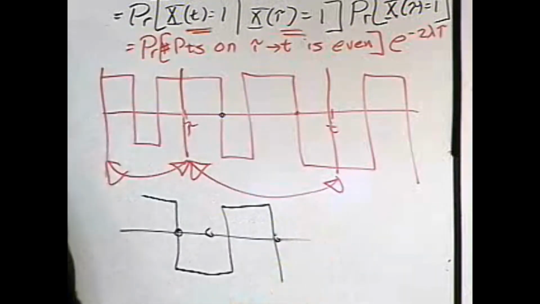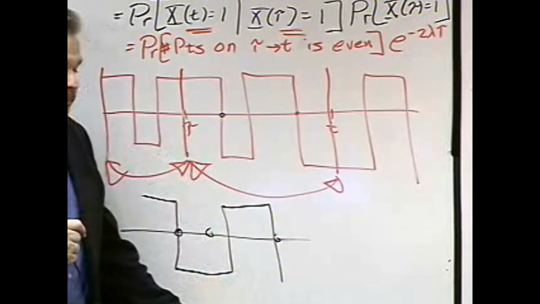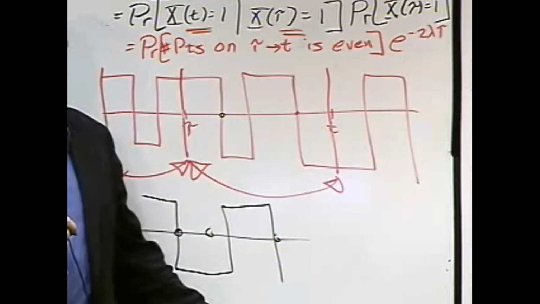Okay? The probability of that happening is zero. If you're talking about discrete time, a discrete Poisson process where you have quantized time to get a discrete process, then you do have a finite probability. But it's a different problem then. Okay?